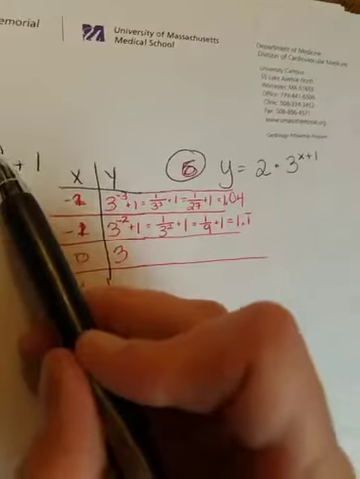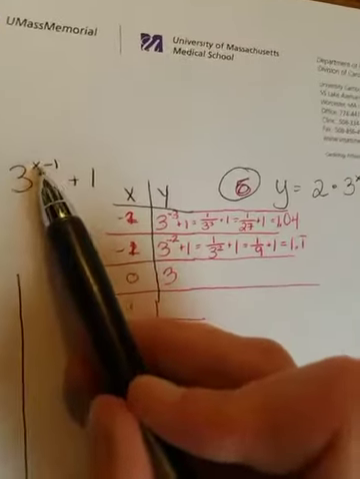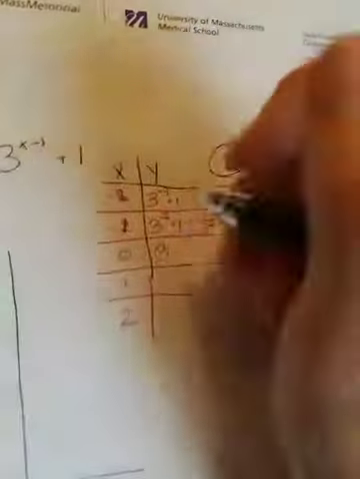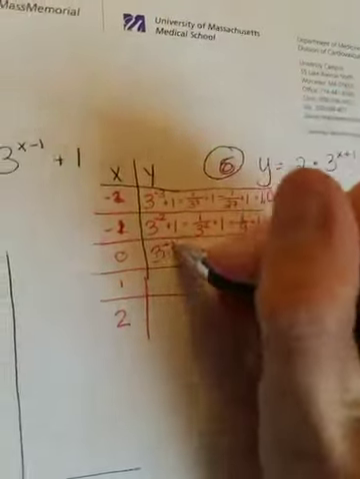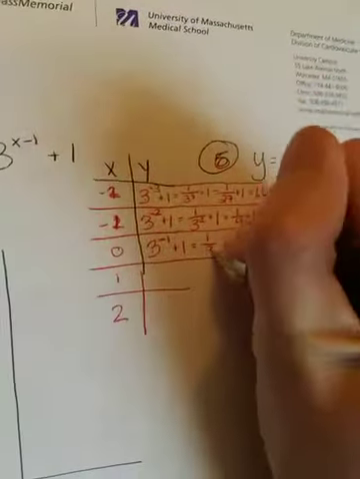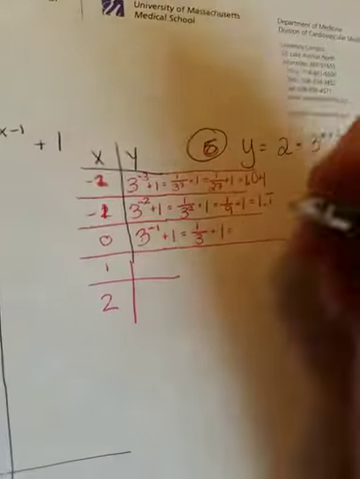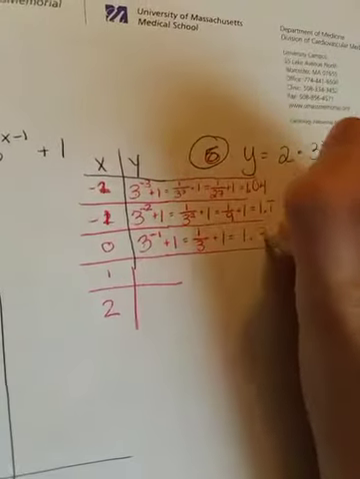0, that's going to be 3. 0 minus 1, oh, I keep pointing to it, it's not on the camera. 0 minus 1 is -1 plus 1. 3 to the -1, that's 1 over 3. So 1/3 plus 1, that's 1.3 repeating.